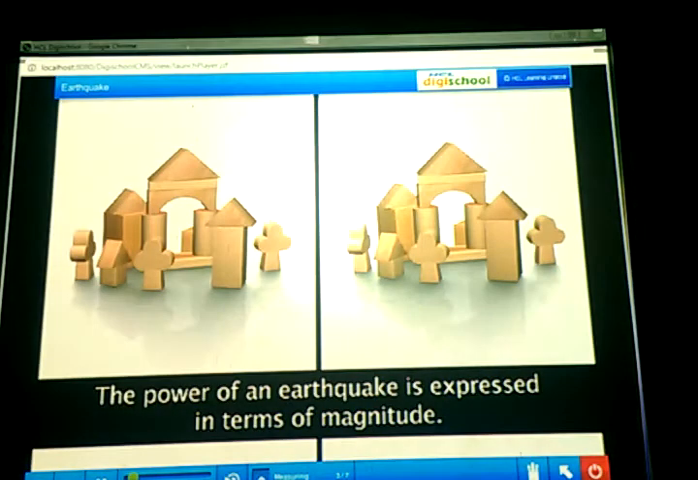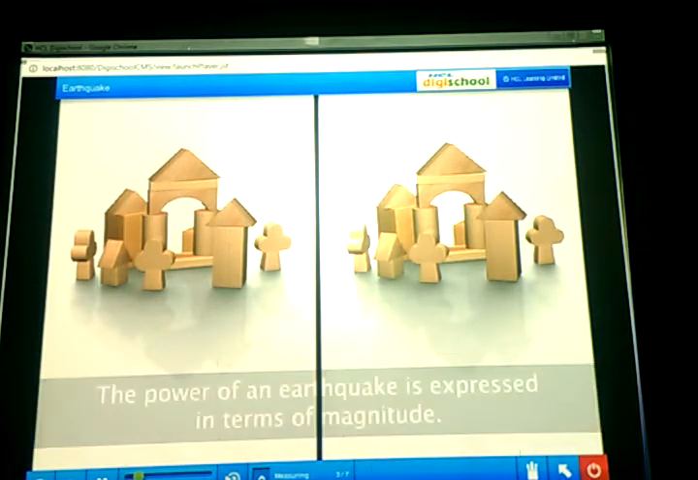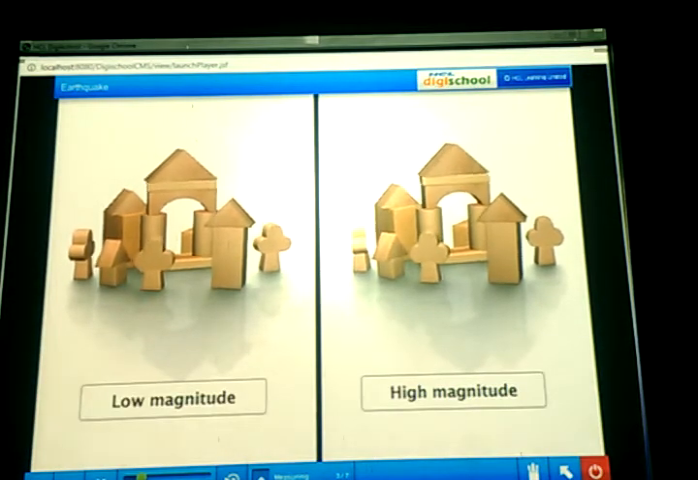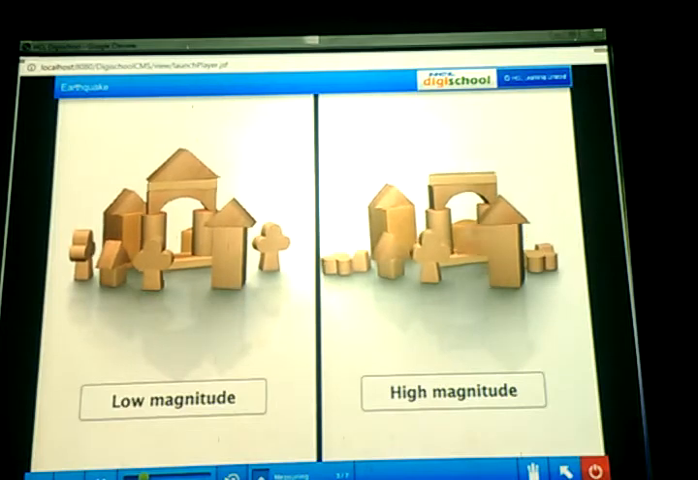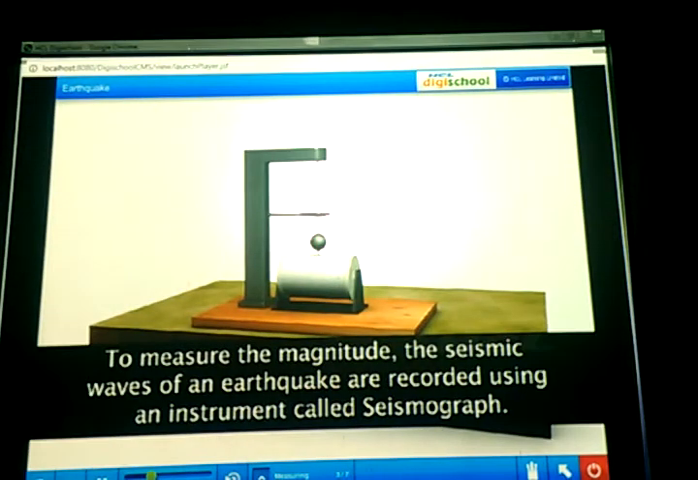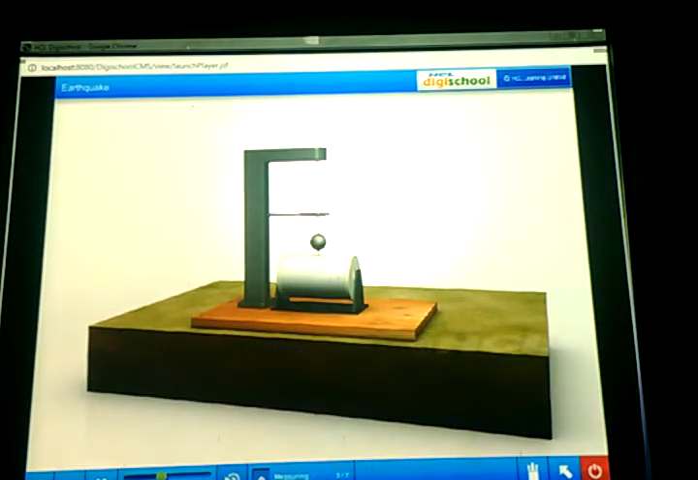The power of an earthquake is expressed in terms of magnitude. Earthquakes can be of different magnitude. To measure the magnitude, the seismic waves of an earthquake are recorded using an instrument called a seismograph. These records are quantified using a Richter scale.